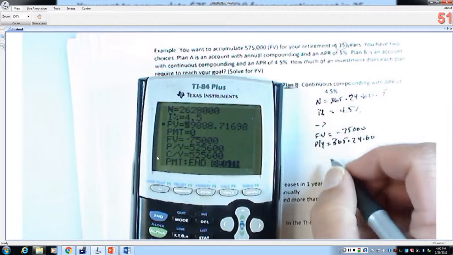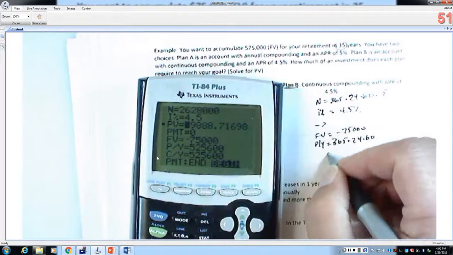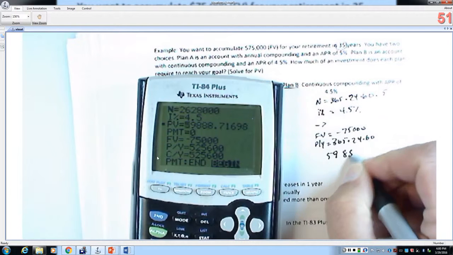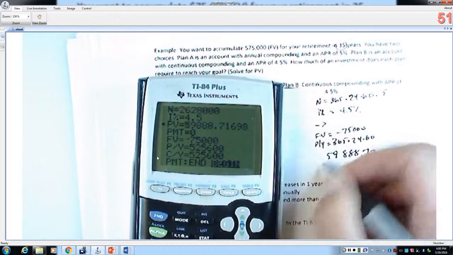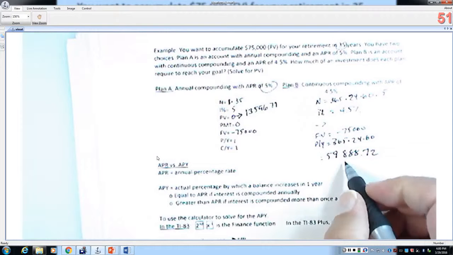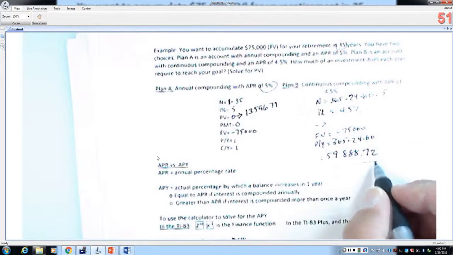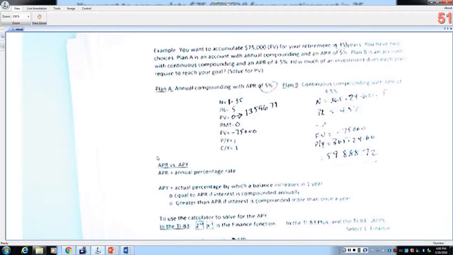My answer is going to be $59,888.72. So I have to put in the bank right now $59,888.72 in the bank in order to get my $75,000.